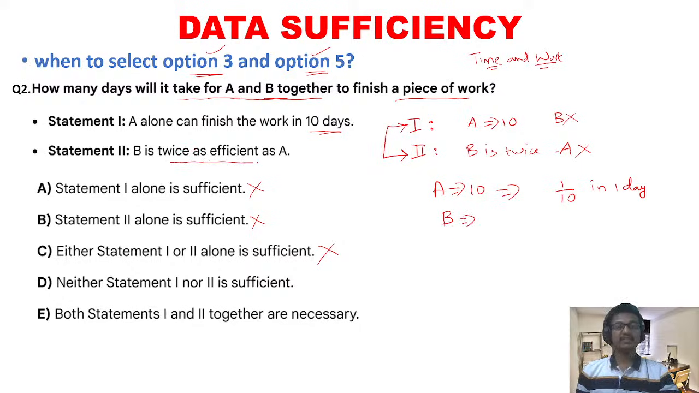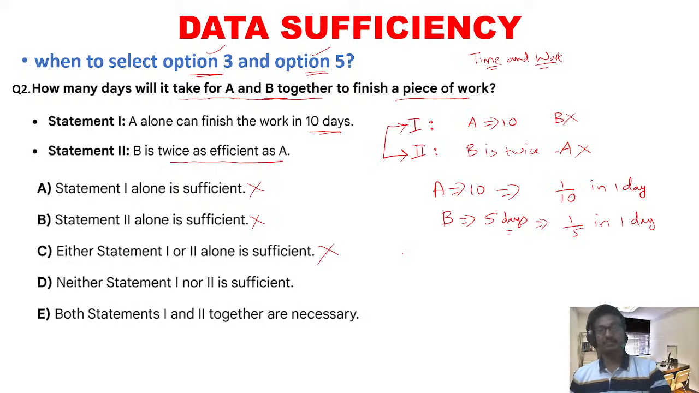Similarly, B is twice as efficient as A. So if A can do the work in 10 days, and B is twice as efficient, then B can do the work in 5 days. B can do the work in 5 days. So that means in one day, how much work can he finish? He can finish 1/5 of the work in one day.